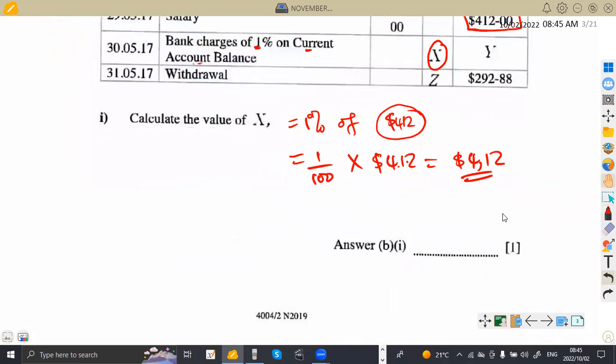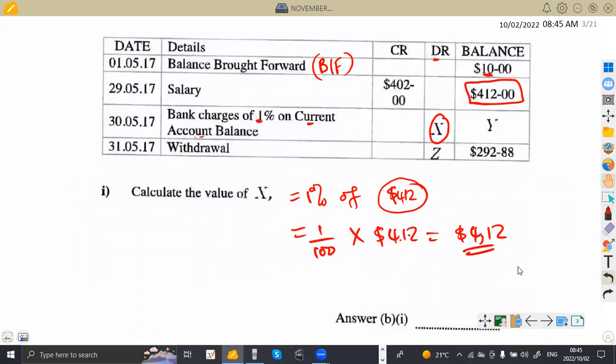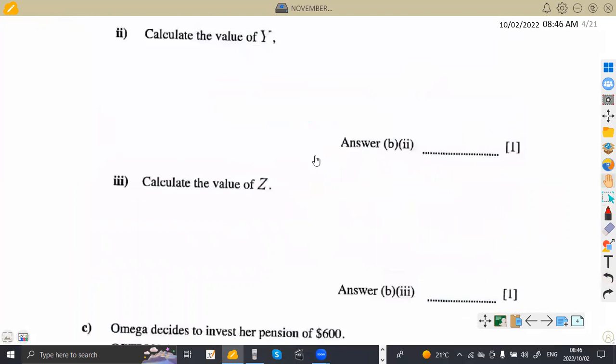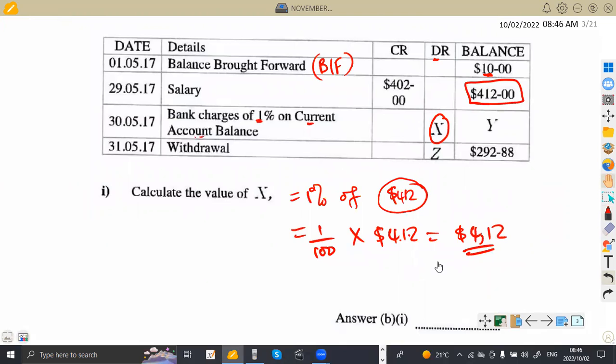Let us see the other part of the question from the same table. Calculate the value of Y, that is item 2, then Z. So how are we going to find the value of Y? This one is a debit. So how do you operate with a debit? Are you going to add your debit, or are you going to subtract your debit? Okay. So this one, we are going to subtract from our account, guys.